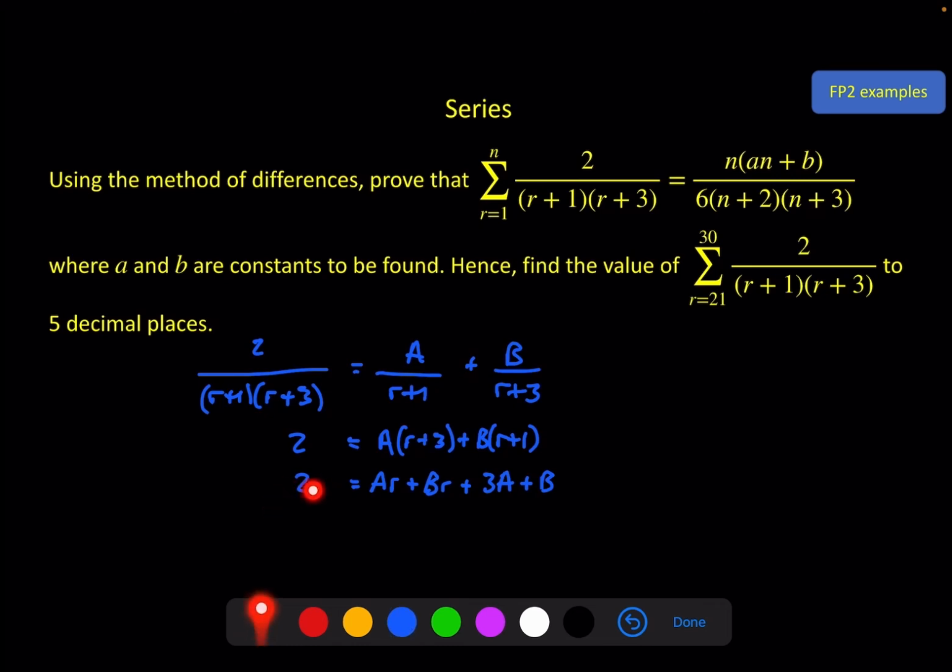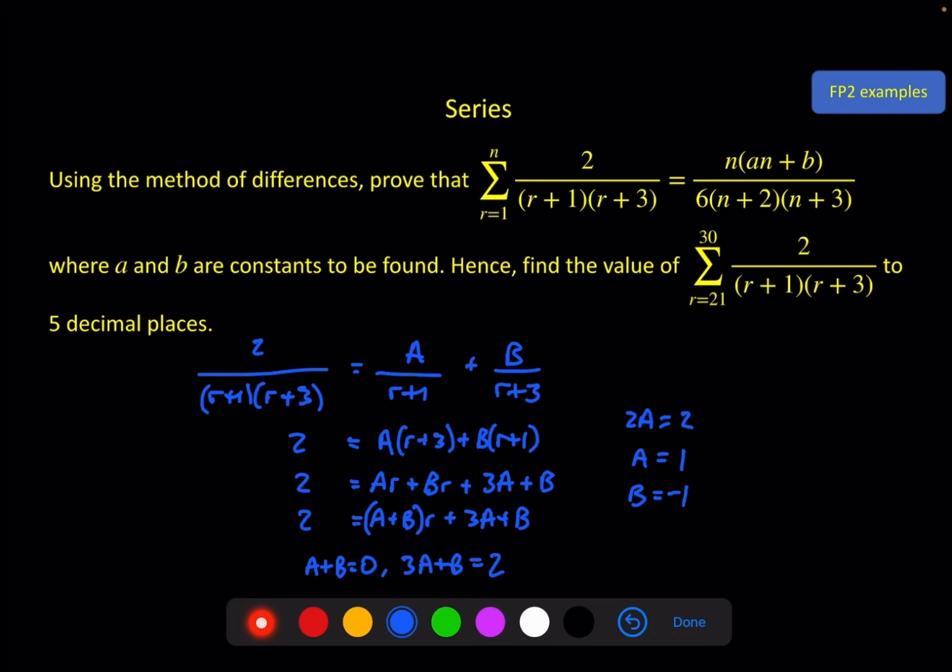And again, I have no r terms over here, so a plus b has to equal 0. And 3a plus b must equal 2. If I combine these two together, I can see a plus b equals 0. If I use a plus b equal to 0 in here, I end up with a 2a left over. So I've got 2a must equal 2. So a must equal 1, and then b must equal minus 1. So my fractions become 1 over r plus 1 minus 1 over r plus 3, and here is the all-important minus, giving us the difference of 2 parts to this expression.